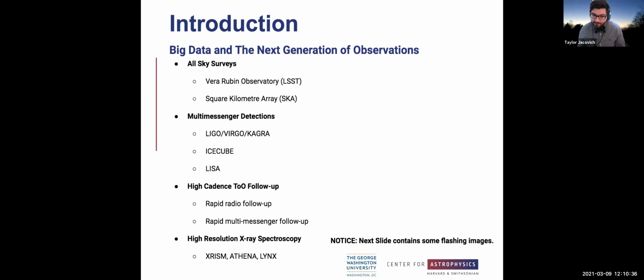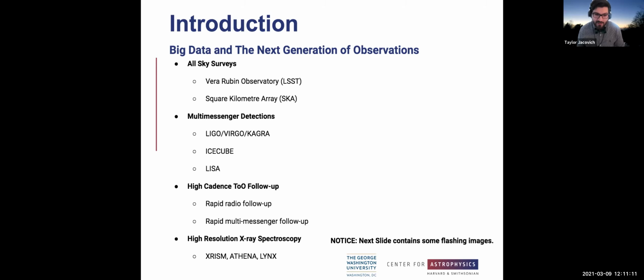High cadence target of opportunity follow-up has really come a long way, especially optical and X-ray have been very quick follow-up for a while, and more recently radio observations have been coming to the point where they can very quickly follow up on target of opportunity alerts, which has been a boon for GRB afterglow modeling. And we also are getting to the point where we can do fairly accurate rapid multi-messenger follow-up, like the recent gravitational wave event 170817.